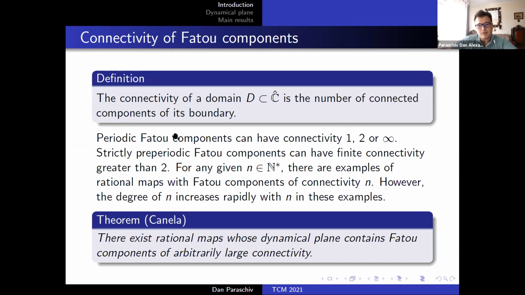Now, strictly pre-periodic Fatou components of rational maps can have finite connectivity greater than 2. And for any given n, there are examples of rational maps with Fatou components of connectivity n. These Fatou components can be obtained either by quasi-conformal surgery or by giving explicit families of rational maps. However, the degree of rational maps grows rapidly with n in these examples.